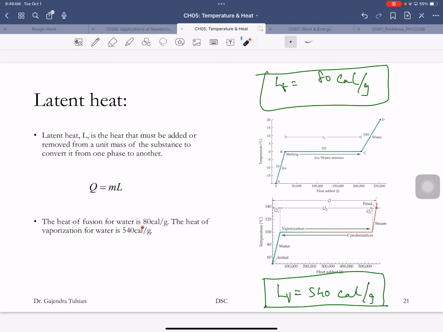So here are the two numbers. For water, you need 80 calories of heat to melt 1 gram of ice, and you need 540 calories of heat to vaporize 1 gram of water. And conversely, when water freezes, you have to remove 80 calories of heat, and when steam condenses, it gives up 540 calories of heat per gram of steam condensing. So that's why steam burns are extremely dangerous. They're depositing a lot of heat on you.